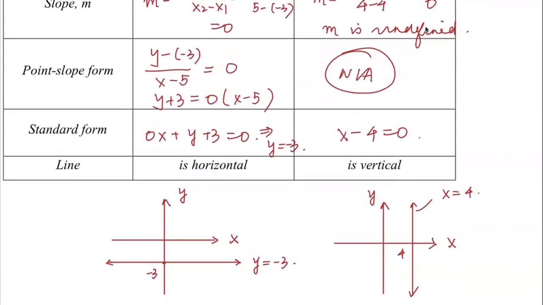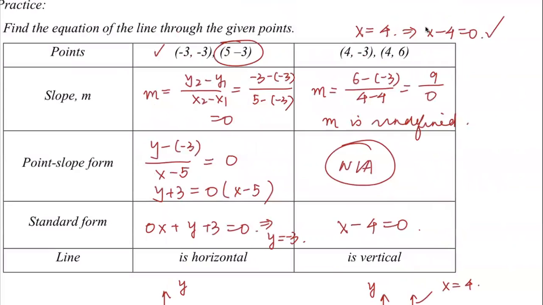So I want you to remember this, okay? Because this is a very important conclusion to remember. All horizontal straight lines have the slope equal to 0. All vertical lines do not have slopes. In other words, slopes of vertical lines are always undefined.